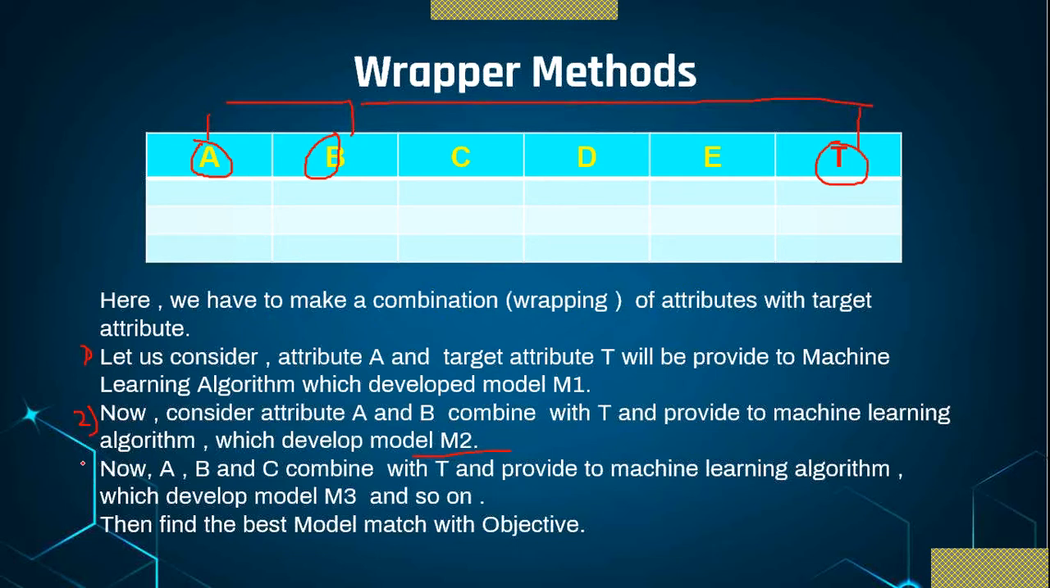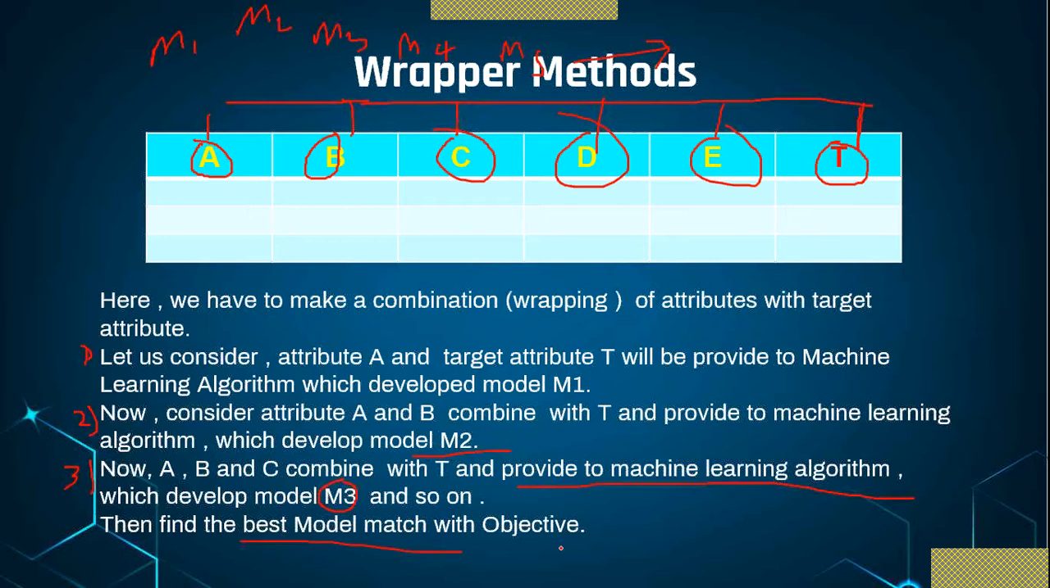In the next, third step, you have to add A, B, and C in the list, combined with the target attribute T, and provide it to the machine learning algorithm, which is model M3. Check the accuracy. So you have to combine A, B, C, D, E and make different models, for example the M1 model, then M2, then M3. These are machine learning models, then M4, M5, and so on.